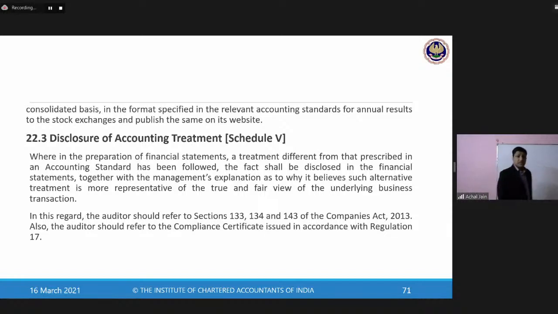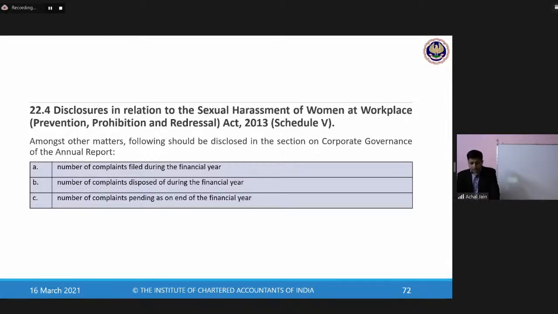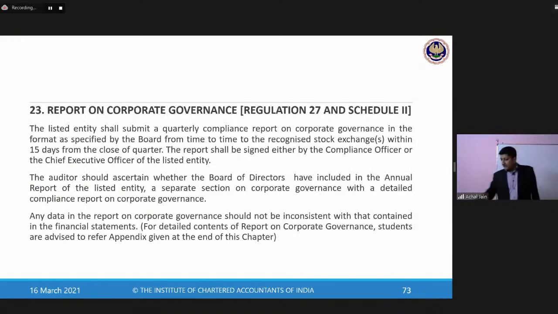Next is in respect of the disclosures in relation to sexual harassment of women at workplace. Now, all of these matters are also required to be reported. So let's understand what this disclosure requires. If there have been any complaints filed during the year, and the disposals thereof. So it's not only about the reporting of the complaints. If the complaints were there, how many of those have been disposed of and how many are still pending as at the end of the financial year. So this once again is the disclosure which is required to be captured in the corporate governance section of the annual report.